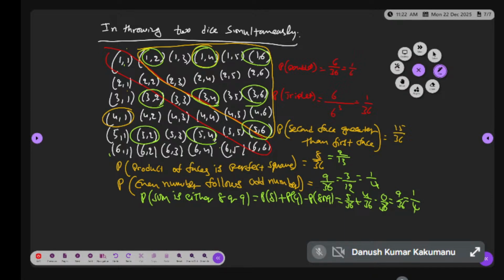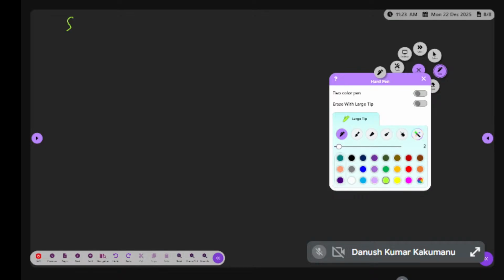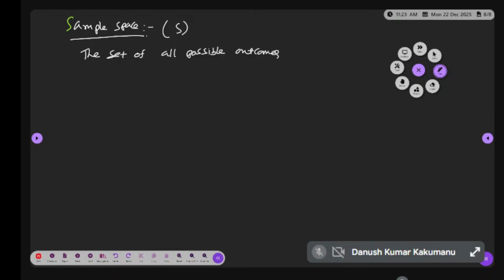Okay, right. Next definition: sample space. Sample space is represented by the letter S, while an event is represented by E. What is the definition? Sample space is the set of all possible outcomes in an experiment. The set of all possible outcomes in an experiment is called the sample space.